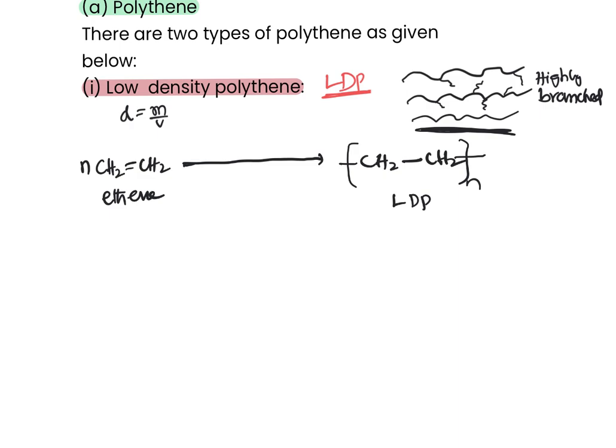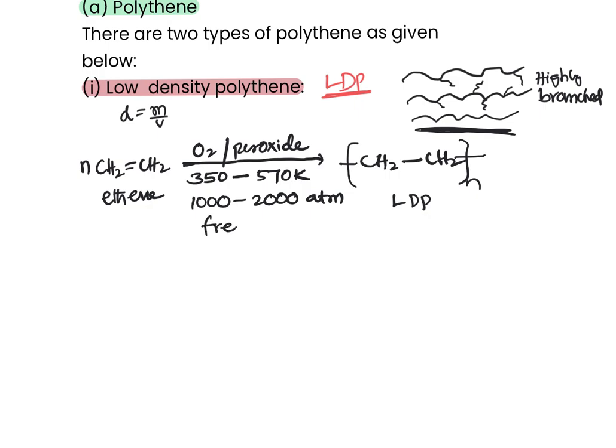This will be catalyzed in the presence of oxygen or peroxide at nearly 350 Kelvin to 570 Kelvin temperature, and 1000 to 2000 atmospheric pressure is maintained. Okay. And next, this is generally a free radical mechanism.